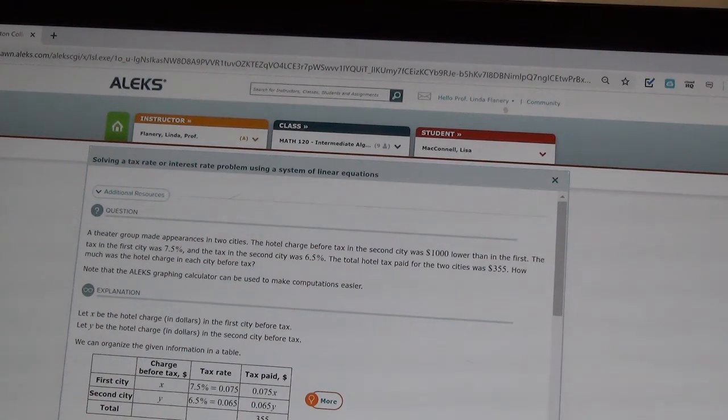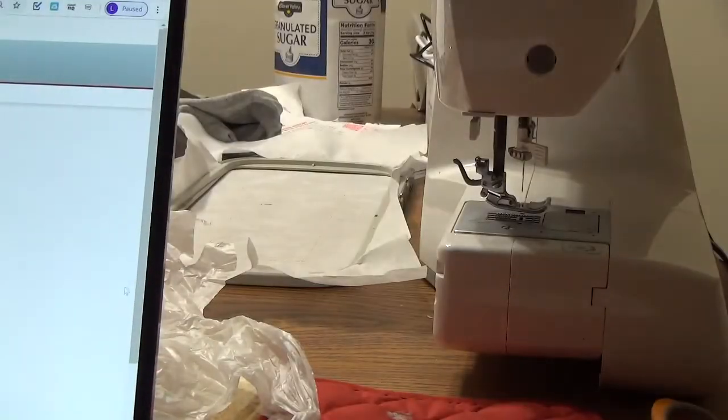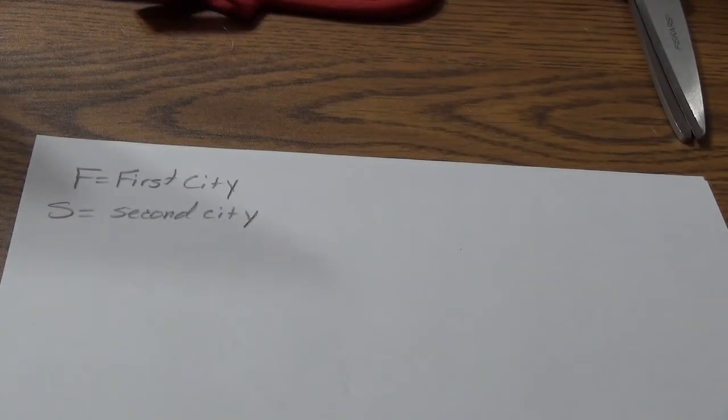So I am going to do an F for the first city and an S for the second city because, again, I like to use variables that make sense to me. And so the F is for my first city. S is for my second city. And that second sentence says the hotel charges before tax in the second city. The second city is mentioned first, so S is going to equal something. Whatever is first in the sentence is equal to the rest of it.